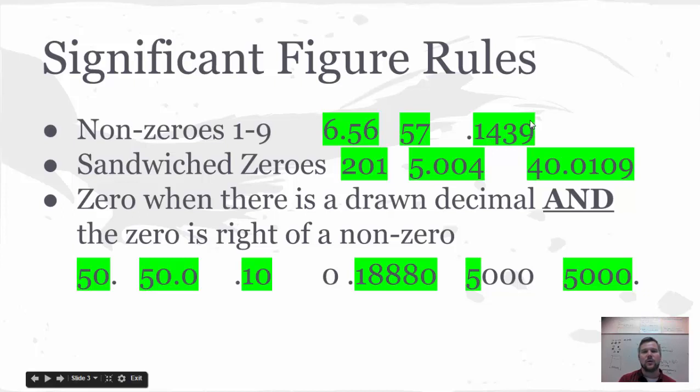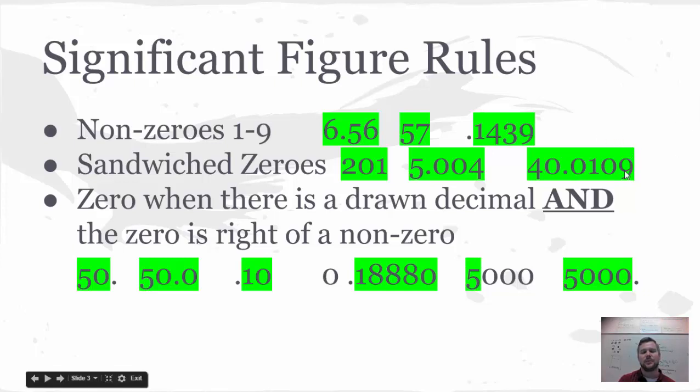The second rule is what I call the sandwich zero rule. So if you have a 0 in between non-zeros, that 0 is going to count. So 201, there's 3 place values that are significant here. The 2, the 0, the 1, that 0 is sandwiched between 2 non-zeros. An example where you have 2 zeros sandwiched, 5.004, there's 4 significant place values here. And this is trying to show you that you can have multiple zeros as long as there's a non-zero on the left and on the right. So then likewise on this number here, we have 1, 2, 3, 4, 5, 6, because all of these zeros are in between a 4 and a 9.